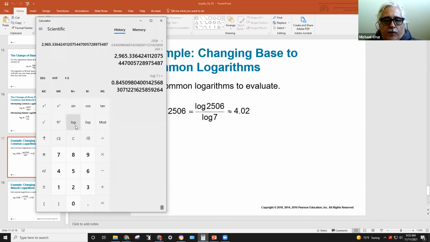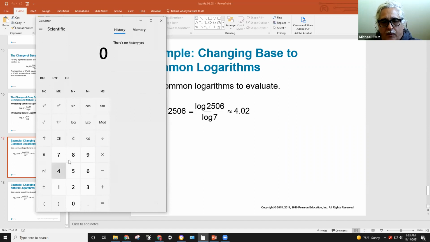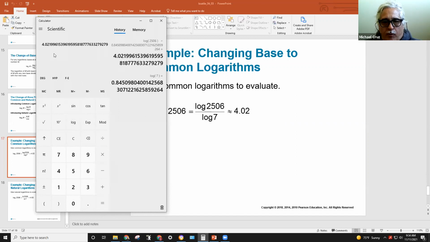So you've got to be careful with calculators, and that's why it's always a good thing to write things down. All right. Let me take that. Maybe I did put that in. 7 logarithm. Put it in there. And then 2506 logarithm divided by 4.02. So you see how it comes about there that they get that value.